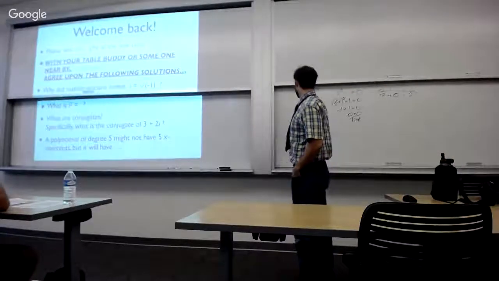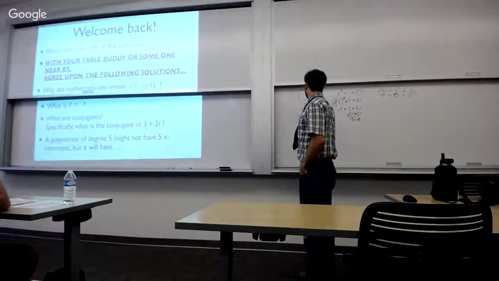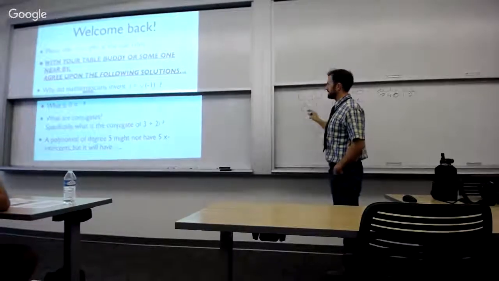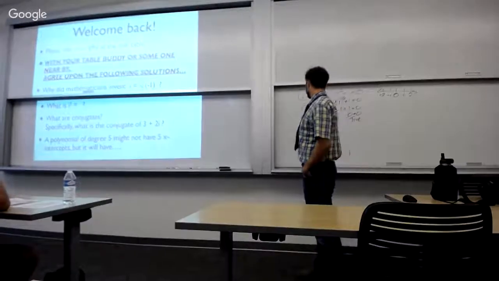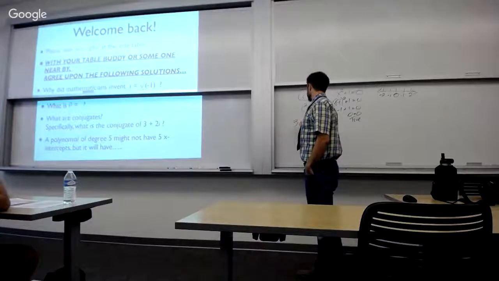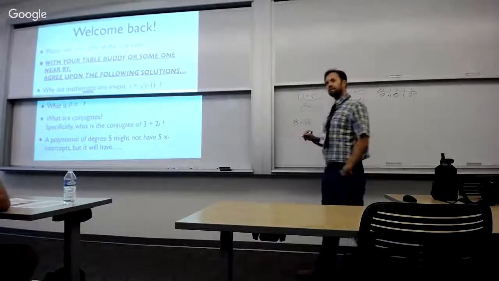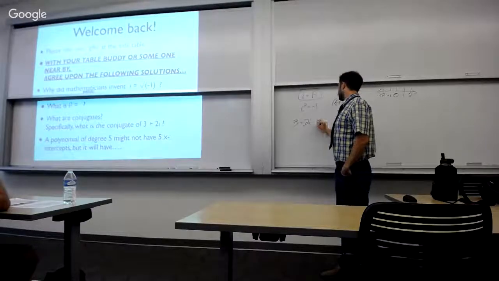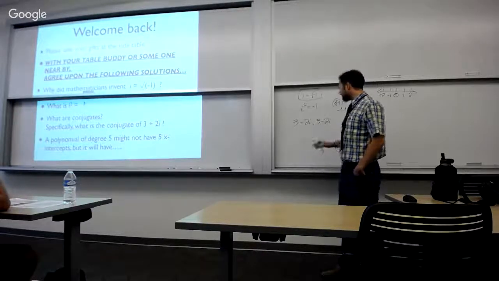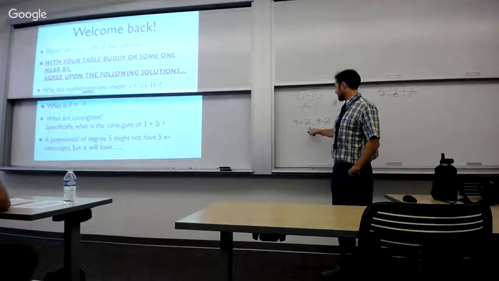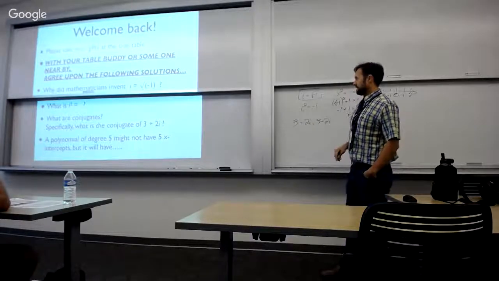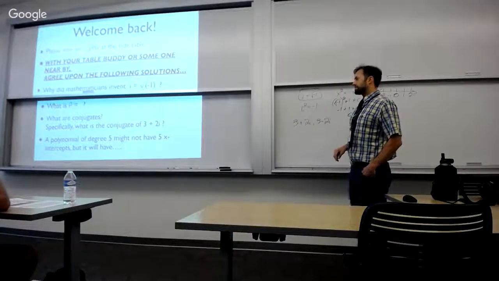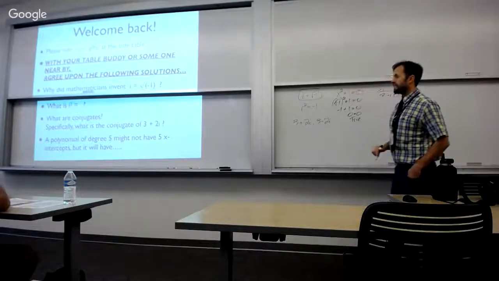What is i squared equal to? Yeah, just -1. You just square both sides and you get -1. What are conjugates? Specifically, what's the conjugate of 3 plus 2i? The conjugate would be 3 minus 2i. So all you do is you just change the sign in between the real number and the imaginary number. So those are conjugates.